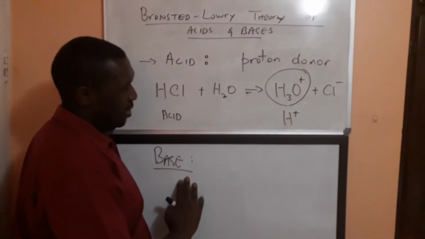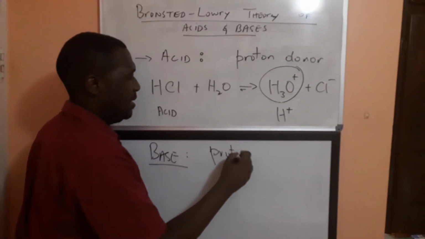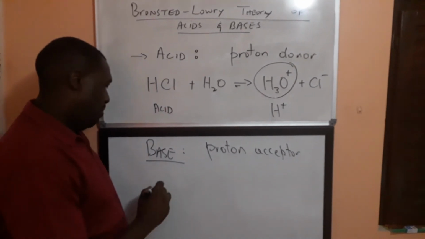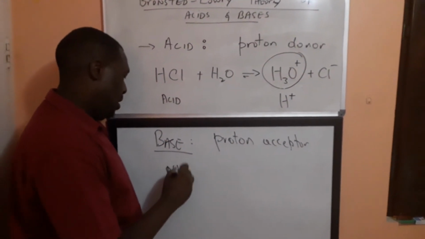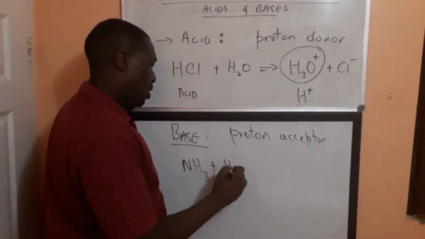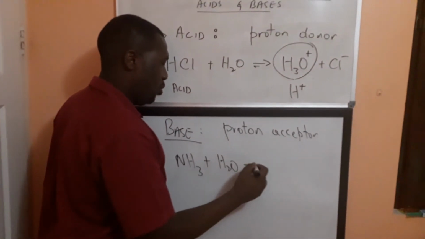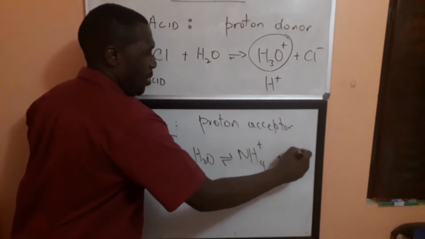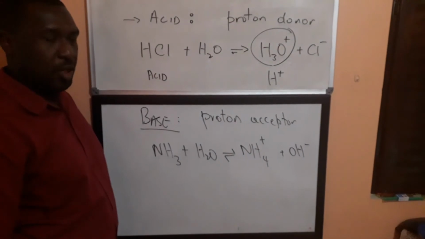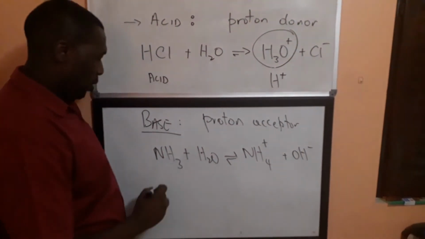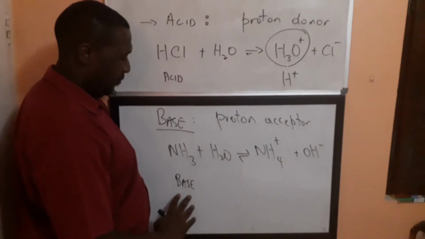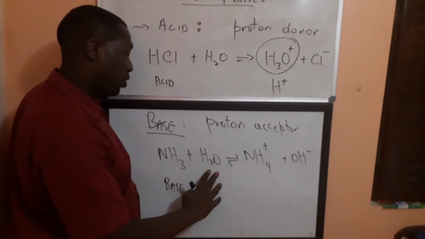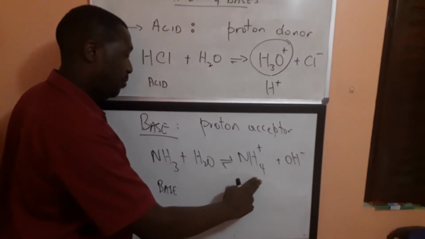Now a base is a proton acceptor. So for example, ammonia is a base, alright? When it is dissolved in water, it accepts a proton from the water to form NH4 plus, and OH minus. So this is a base. So if we look at this carefully here, NH3 is a base. It accepts a proton from water to form NH4 plus.